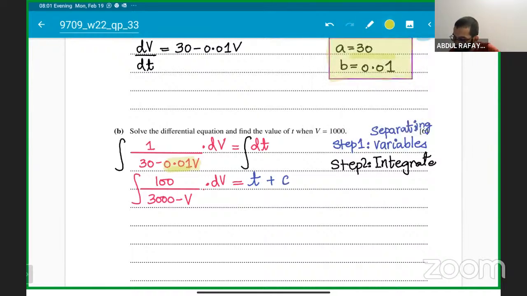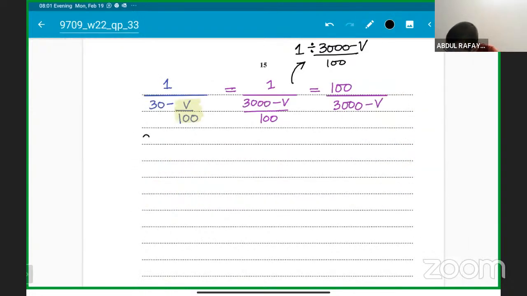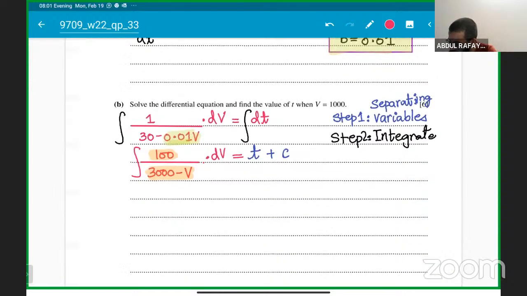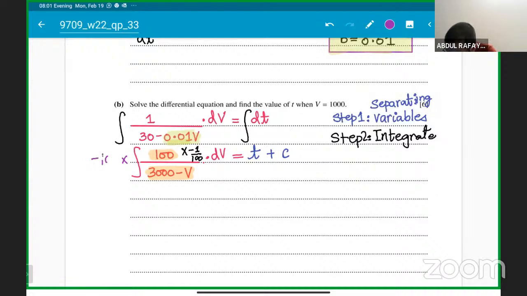Now, integration of the left hand side will be simple. The denominator's differentiation can be made in the numerator. The differentiation of 3000 minus v will be minus 1, so we need only minus 1 in the numerator. Students, follow carefully: if you need minus 1 in the numerator, you have to multiply by minus 1 over 100, and outside, you will also multiply with negative 100. Is everyone with me, guys?